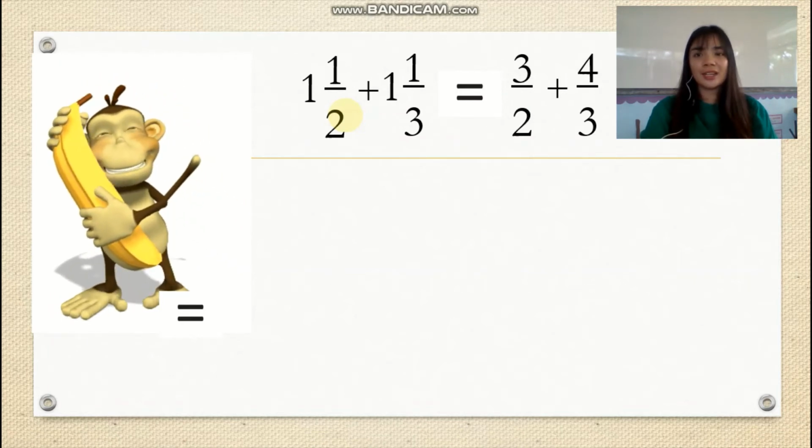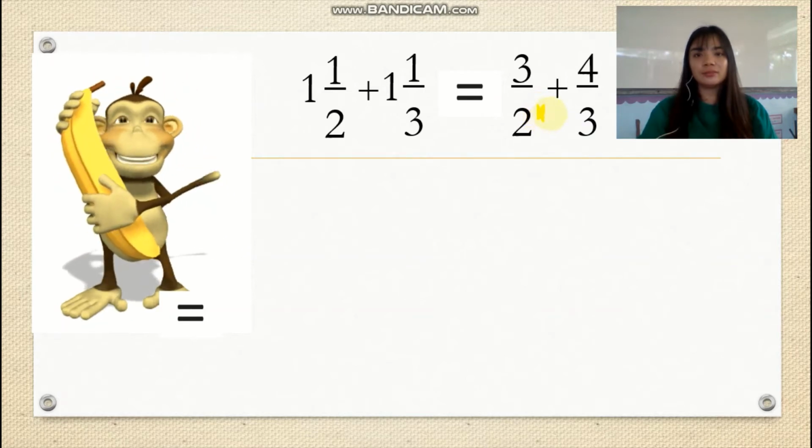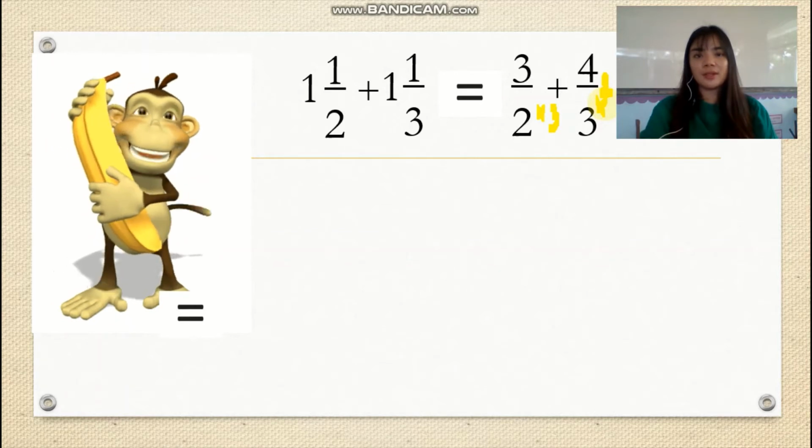So what do you think? It is 6. Very good. So what can we multiply it by 2 to make it 6? It is 3. Very good. Then what can we multiply it by 3 to make it 6? It is 2. Very good. Now we can multiply our numerators.